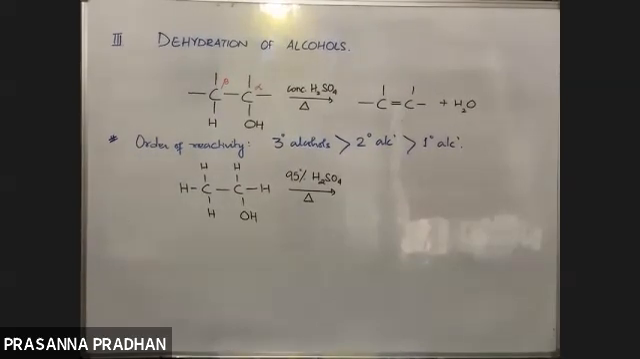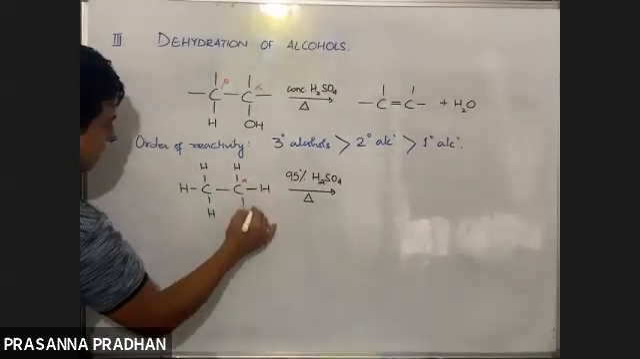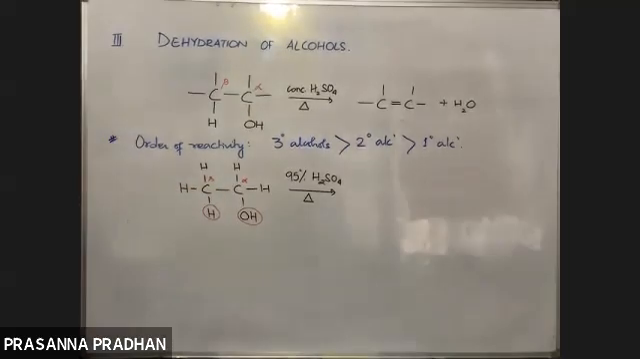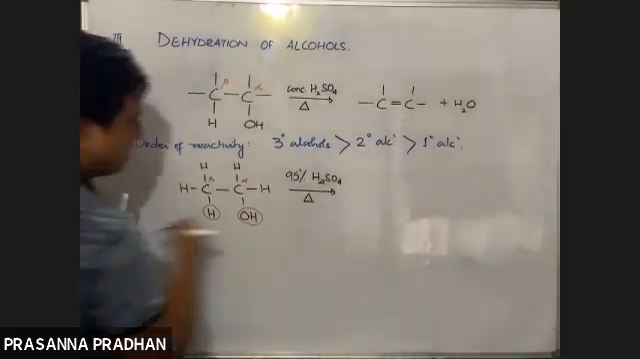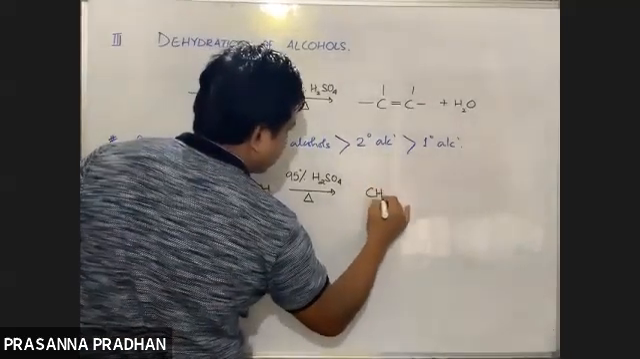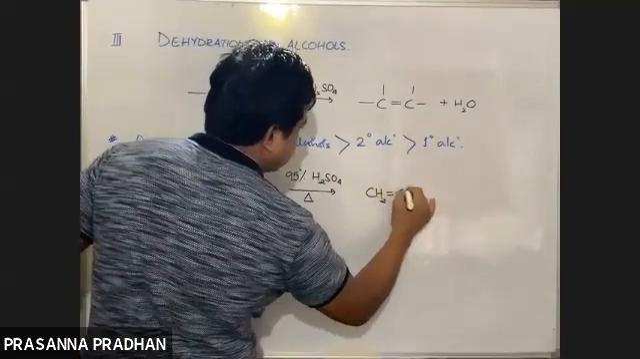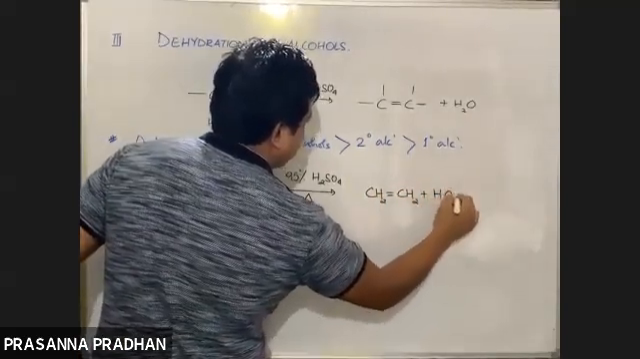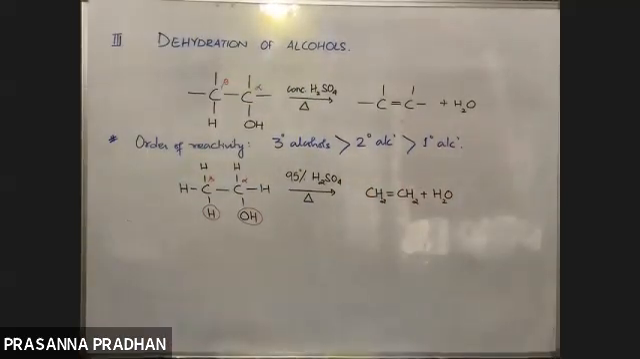What happens? Again, from the alpha carbon OH, from the beta carbon H, and in between alpha and beta a double bond will come. So we get CH2=CH2 plus water. This is a 1-degree alcohol.